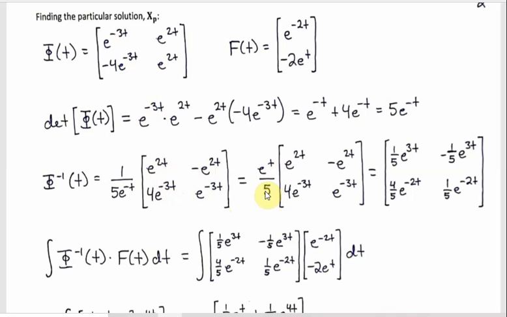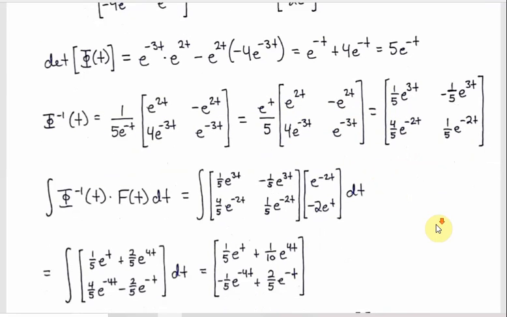Because to multiply this one term by this matrix, what you have to do is multiply that term by every entry in the matrix. So that's where the 1/5 e to the 3t comes from. So e to the 2t times e to the t would be e to the 3t, and then you're also multiplying by 1/5, right? And if you do that to all 4 entries in the matrix, you just multiply them by e to the t over 5.